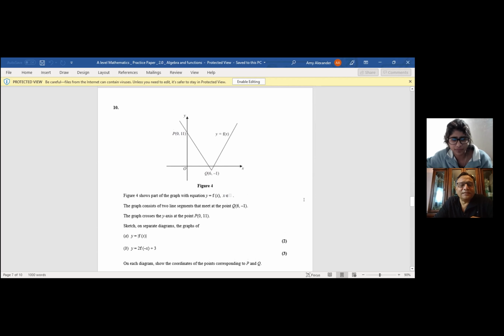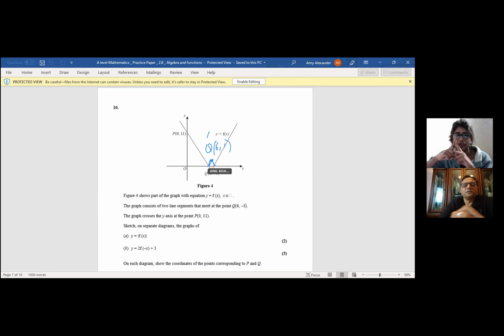Okay, question 10. Pure modulus. Figure 4 shows part of the graph with equation y equals f(x), where x belongs to the real numbers. The graph consists of 2 line segments that meet at the point Q, (6, -1). The graph crosses the y-axis at the point (0, 11). Sketch on separate diagrams the graph of, part A, y equals the modulus of f(x), and part B, y equals 2 f(minus x) plus 3. So only label Q prime and just write this as 6, 1. Is it okay?